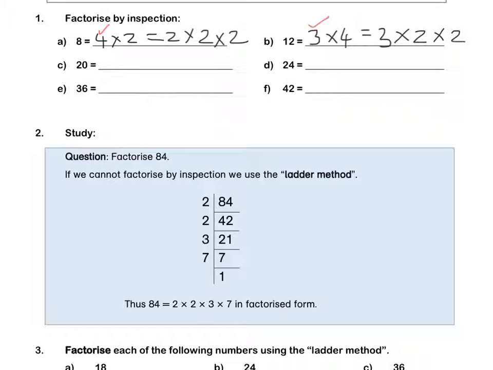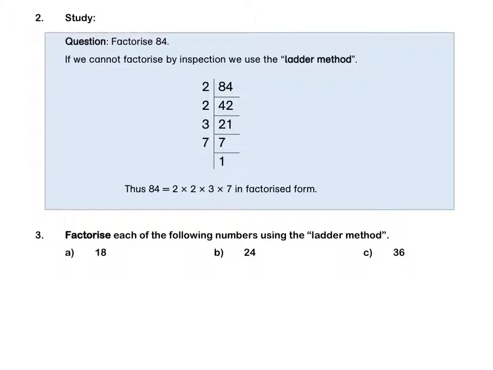Lastly, let's do 42 together. 42 we can write as 6 times 7. Now if we look at 6, 6 is not a prime number, so let's write it as 2 times 3, which are both prime. And now 7 is a prime number, so we can simply write it down at the end, times 7. Use what you have learned to complete question 1 by yourself.